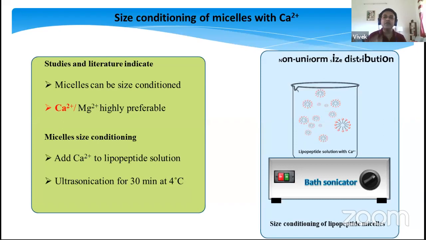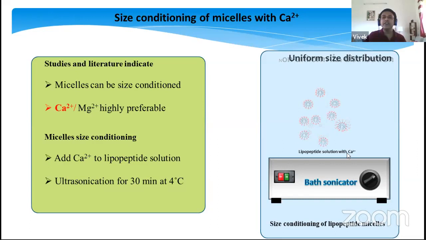Once you add calcium ions, it requires an additional step of keeping this in an ultrasonic bath. We started off with a non-uniform size distribution of the micelles, and upon giving a treatment of ultrasonication, what you achieve is the size conditioning. So the micelles are of larger sizes.